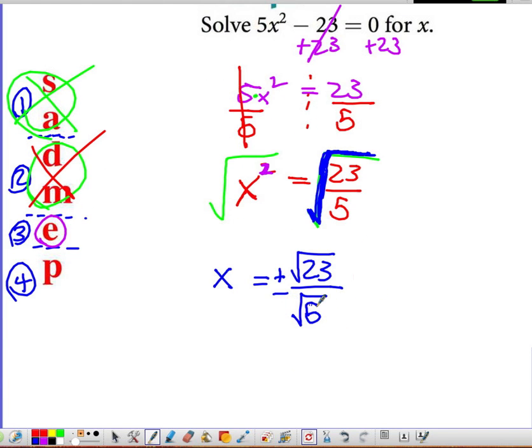Now notice here, we finally solved for x. X is isolated, and it equals plus or minus the square root of 23 divided by the square root of 5. But remember that rule, we don't want a square root in the denominator. So what we want to do is multiply by the square root itself. Let me just make this clear. This is the square root of 5. So what we need to do is multiply by the square root that we have here, both top and bottom.